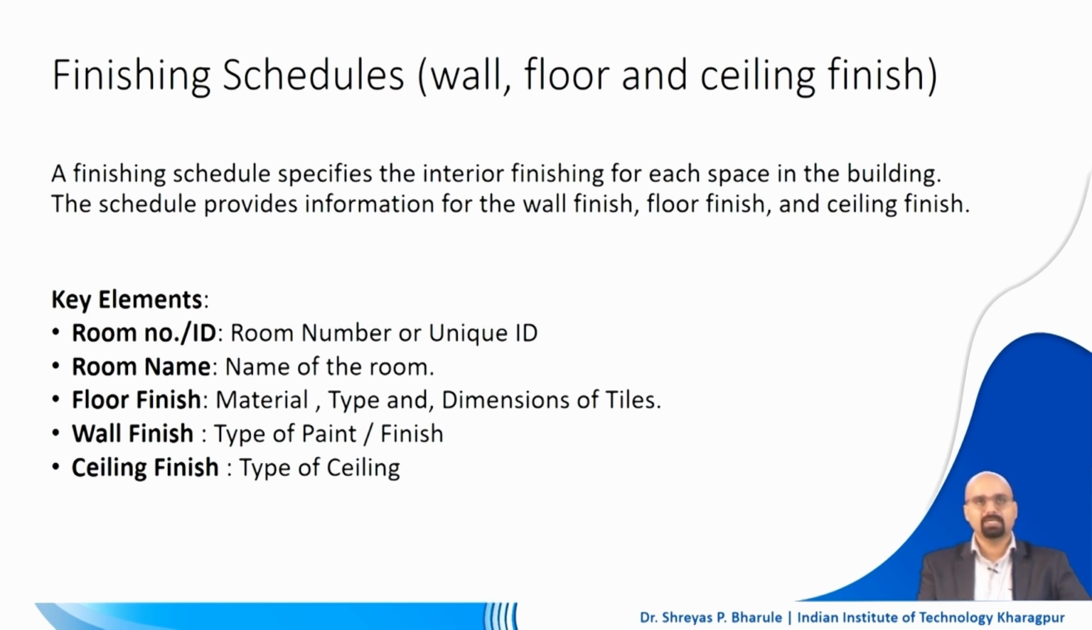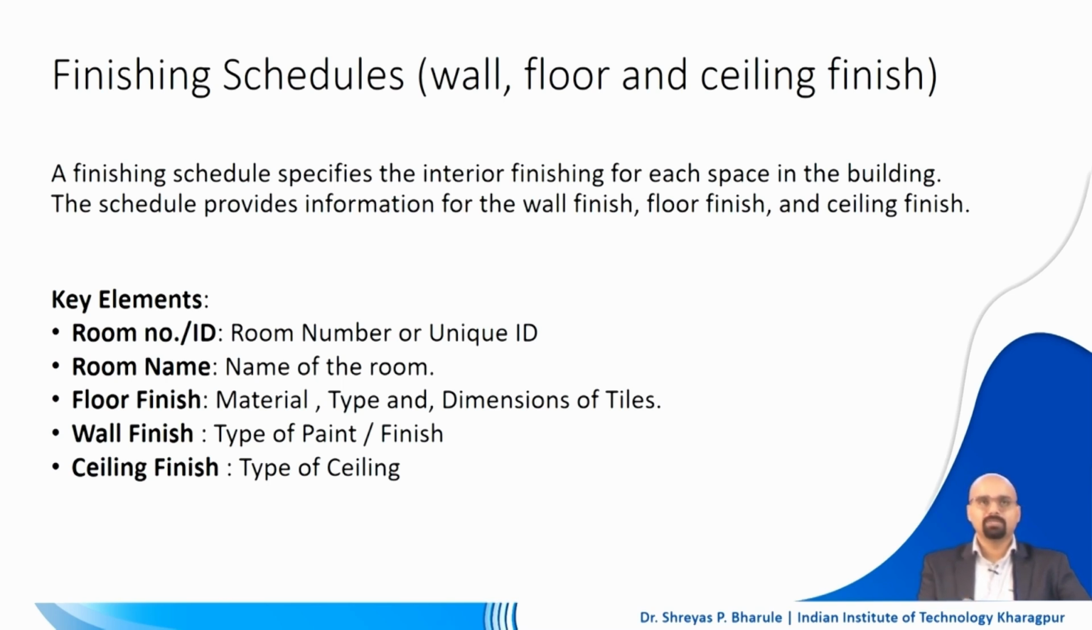So here what all do we consider as key elements? We have the room number or unique ID, same as the door and window schedule. We also need to give room IDs or names, and then we have the room names. Then we have the types of finishes that we will have, the type of material that is to be used, the dimension of tiles if it is tiles at all on the floor, that is to be mentioned. Then we go to wall.